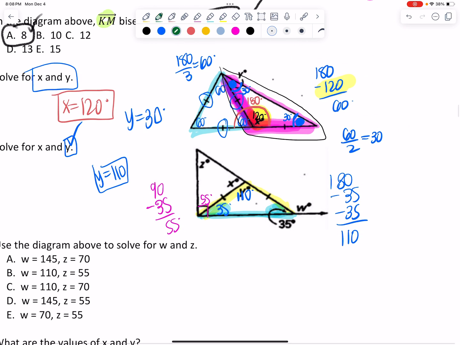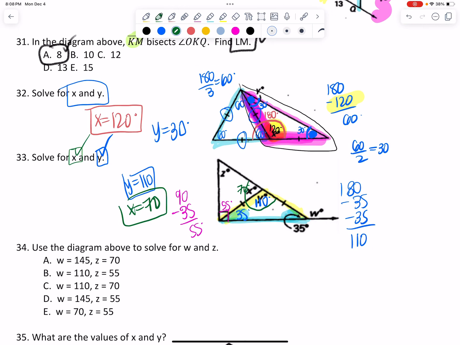Now to find X, those make a linear pair. Those add up to 180. So X is going to be 70. Check off X. It didn't ask me to solve for Z, so I'm not going to.